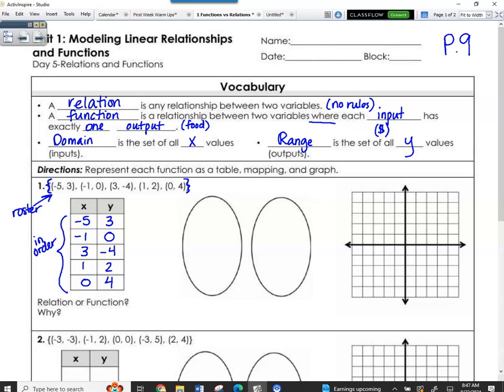Now let's look at this. We're going to put it in what's called mapping format. This is going to be a mapping. Very similar to a table in that you got your X's here, you got your Y's here. The difference is we're not writing them right next to each other. The difference is that these need to be in order. So this needs to be in order, and then this needs to be in order.